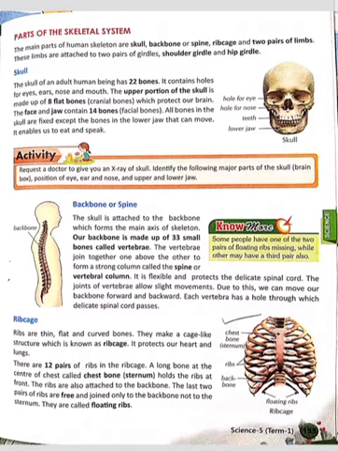If this vertebral column was a fixed or a single bone, then we would be just like a straight robot. We would not be able to sit or stand or change our postures. That's why these 33 vertebrae help us in bending. Each vertebra has a hole through which the delicate spinal cord passes.